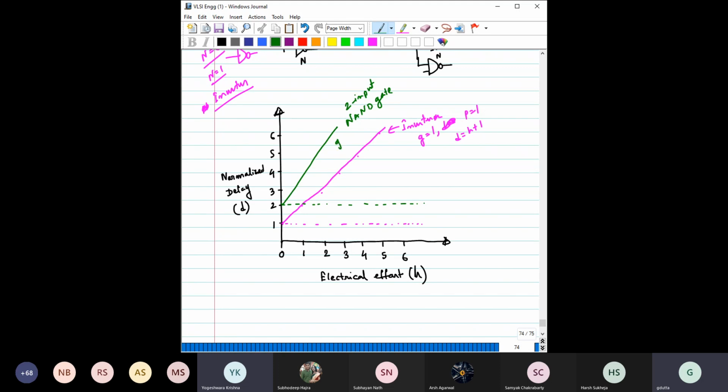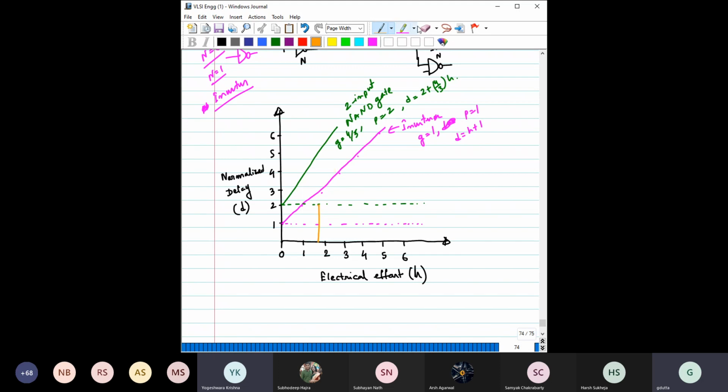Two input NAND gate. Here this G value is equal to 4 by 3, P is equal to 2, and that makes D is equal to 2 plus 4 by 3 H. Right? So then if you want to find at any moment what is the parasitic delay and what is the effort delay, say for this case, right?